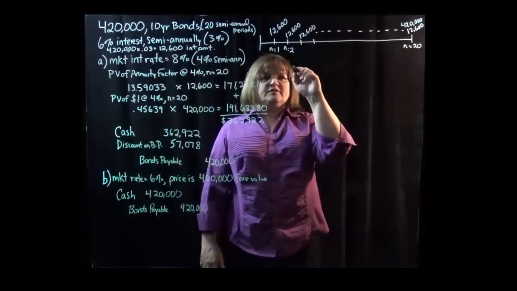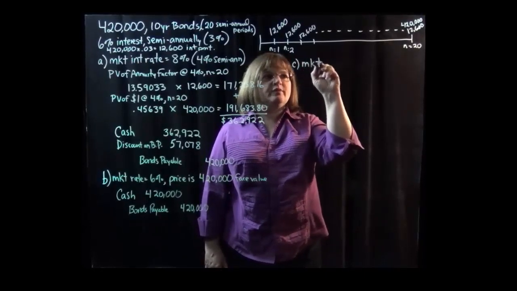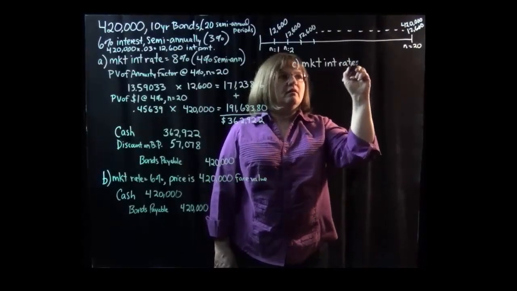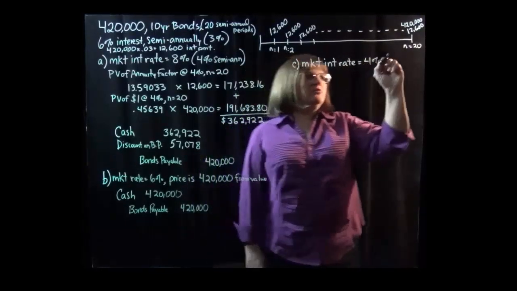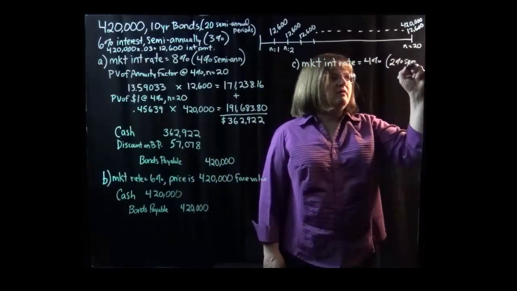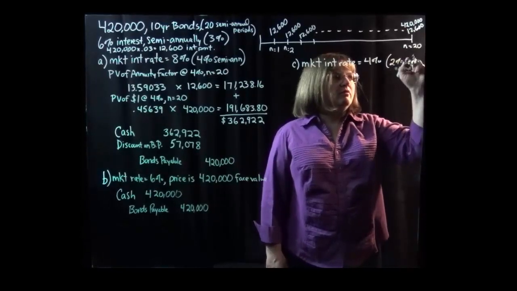Now we move on to Part C, and Part C says assume that the market interest rate is 4% annually, which is a 2% semi-annual interest rate.